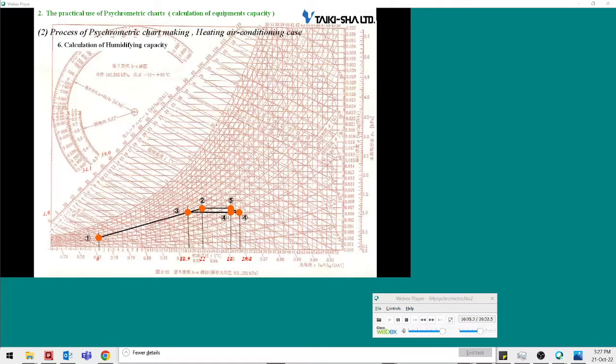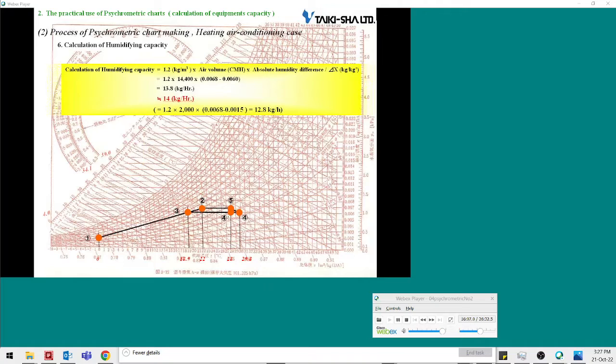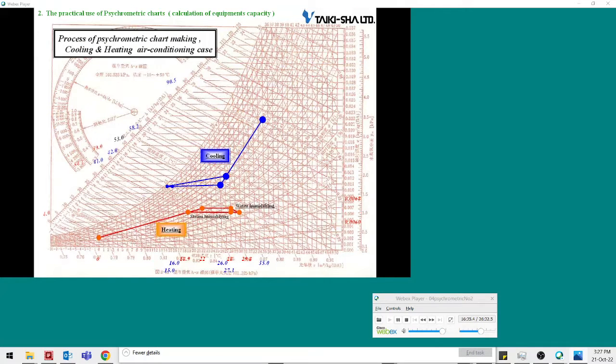Let's calculate the humidification capacity. The humidification capacity is determined by multiplying the airflow by the air density by the absolute humidity difference. The absolute humidity difference is the difference between the humidity at the mixing air point and that of the room air point. The calculation result is approximately 14 kilograms per hour. You can see the psychrometric chart on this slide.